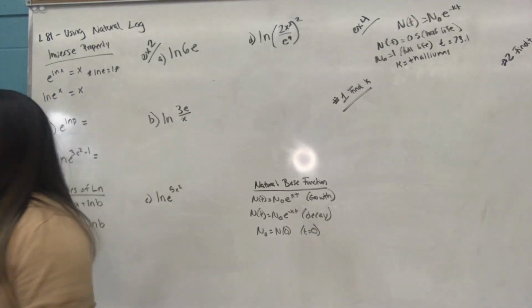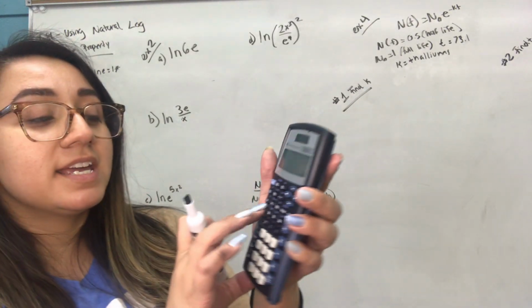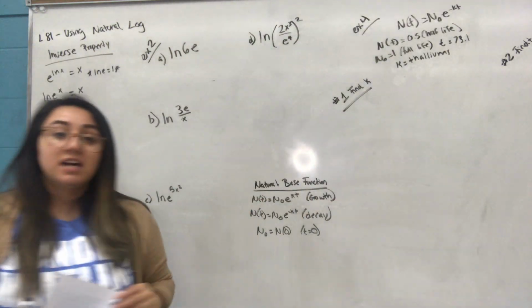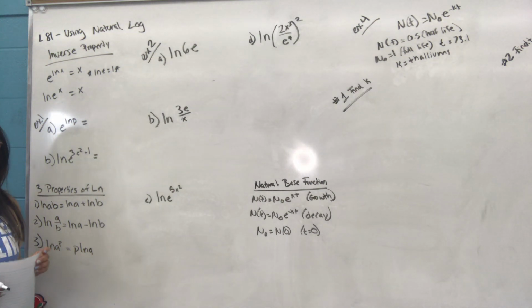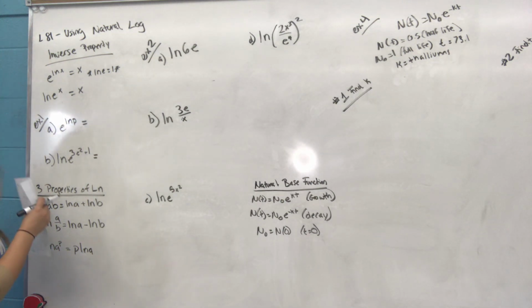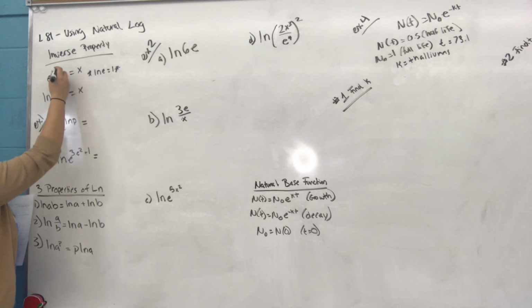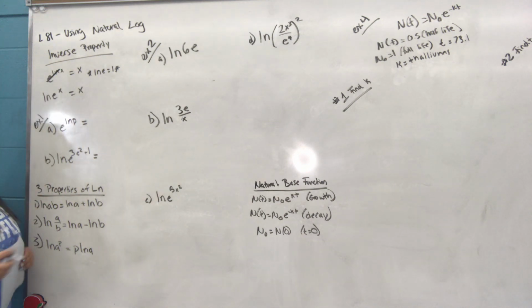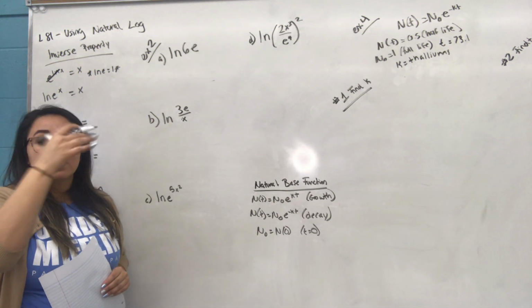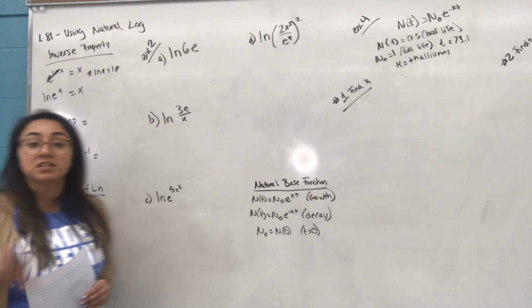Alrighty, let's go ahead and learn about natural logs. That is this button right here, the LN. Natural logs have the same properties just like regular logs. Inverse property: remember, e to the natural log of x is equal to x because they cancel out. Just remember, like 3 to the log base 3 of x, the 3 and the log base 3 cancel out and you're left with the x.